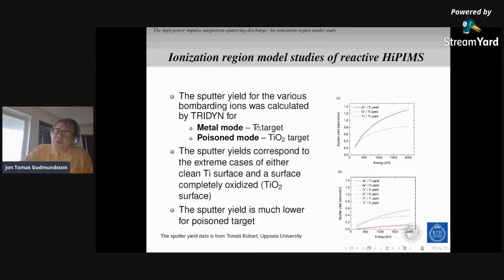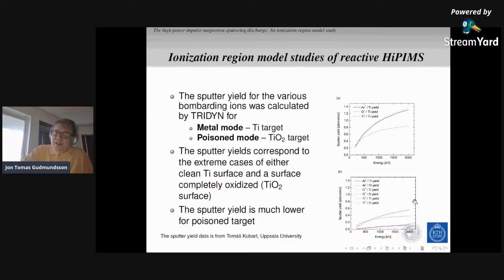And in the case where we have a lot of oxygen, then we run into poison mode. The oxygen reacts with the target and creates titanium oxide. So we have these two extreme cases, a pure titanium target and a pure titanium oxide target. So the model needs to have the sputter yields for these two cases. The sputter yield for the pure titanium is the upper graph, and the sputter yield for titanium oxide is the lower graph.